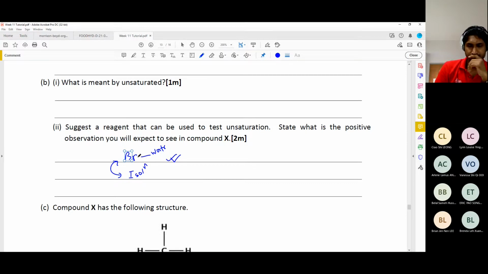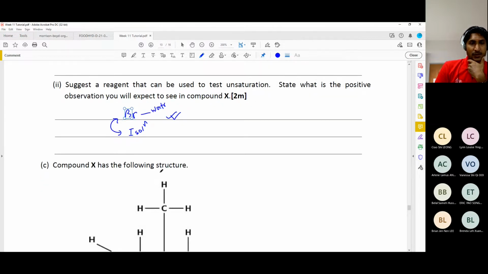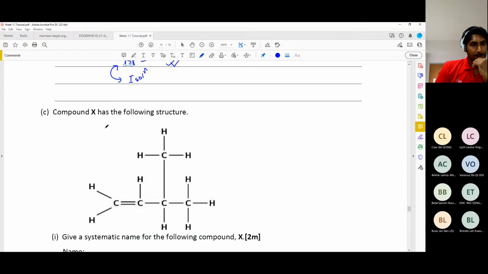For bromine, this reddish brown color disappears. Yesterday we have seen it. For iodine, actually yesterday I think we saw iodine. That iodine solution is a bit pink color, is it? Yeah, something like a pinkish color, and it becomes faded. So by this way we understand that this unsaturation is there.